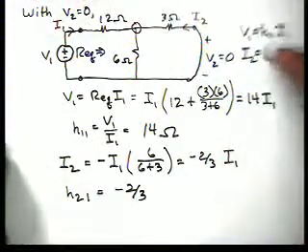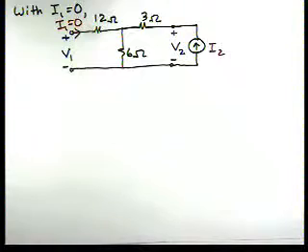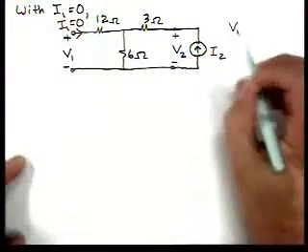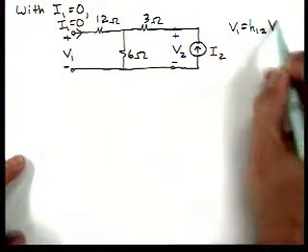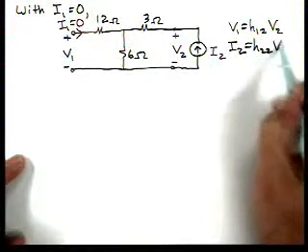Now we're going to go in and set I1 equal to 0. Here's our circuit. Notice with I1 equal to 0 that what we've got is we have that first port, we have an open circuit. And now we're going to be calculating V1 is equal to H12 V2 and I2 equal to H22 V2.